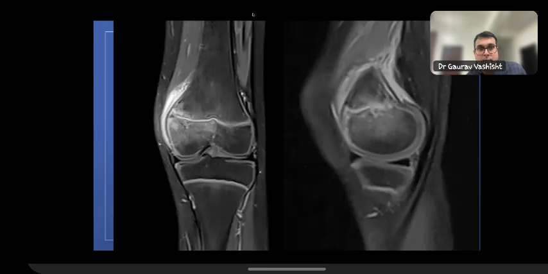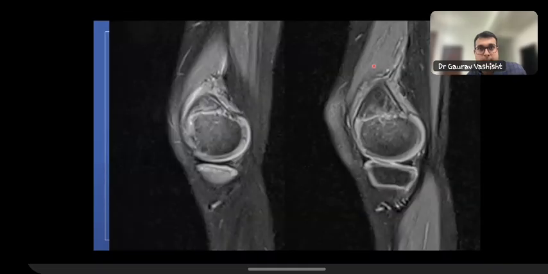Okay. So unfortunately, this patient was started on anti-tubercular therapy for around 9 months, I think 9 to 10 months, which I remember. These are the post-contrast images where we could see a lot of enhancement in the surrounding soft tissues and in the bone marrow, but no discrete discernible lesion which we are seeing.